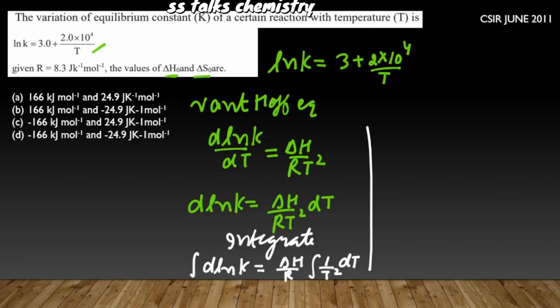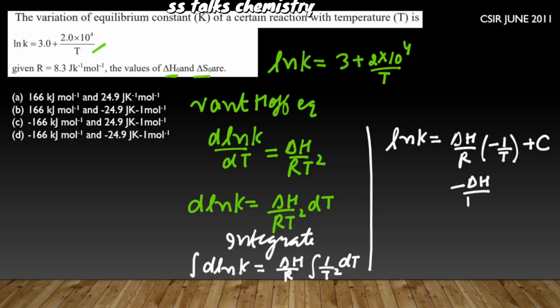On solving this, we will get ln K equal to delta H upon R times the integration of 1 by T square, which is minus 1 by T. Now, the integration we have done is without limits, so a constant value will be added. So it becomes minus delta H upon RT plus C, which is equal to ln K. Now, the given expression was equation 1, and this is equation 2. You can equate both of these because both are ln K values only.